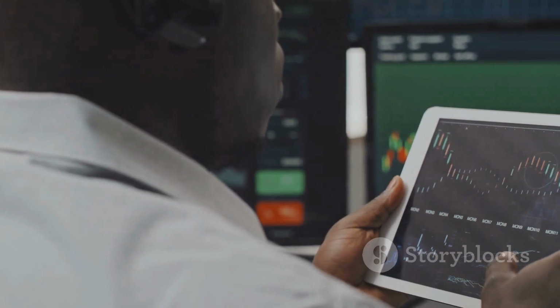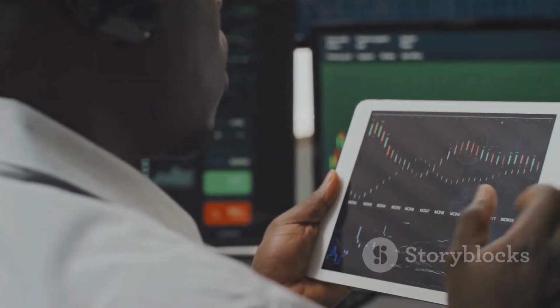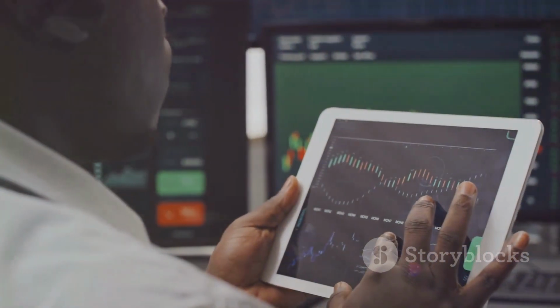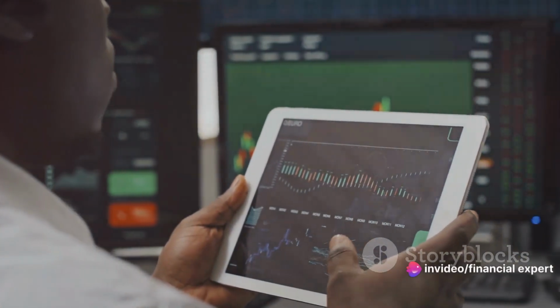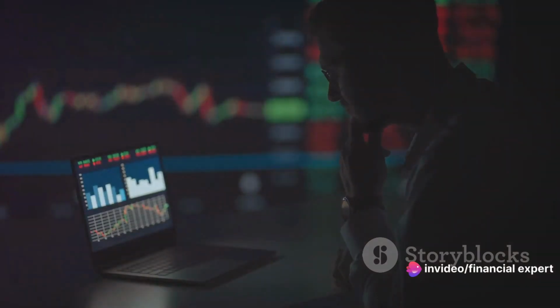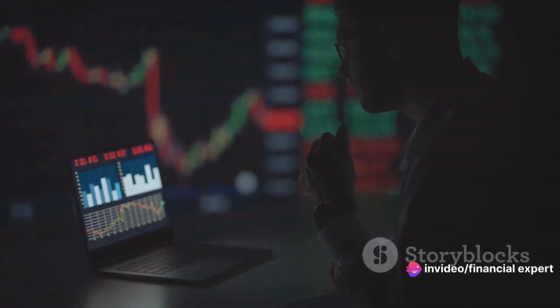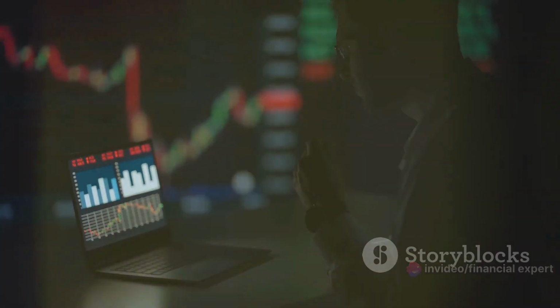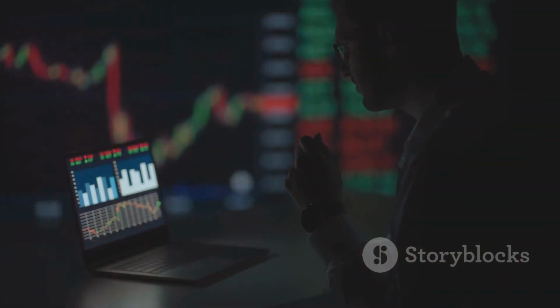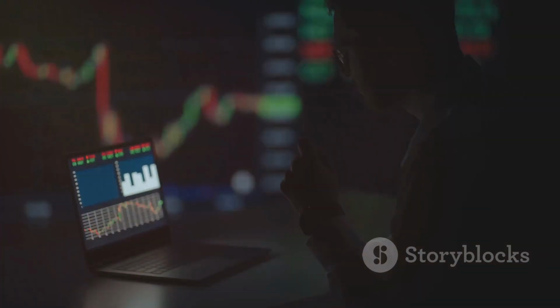But here's a caveat. Volume is just one piece of the puzzle. While it can confirm the strength of a trend, it doesn't always guarantee a particular outcome. Market conditions, news events, and other factors can influence stock prices. So, while volume is a crucial tool in your technical analysis toolkit, it's not a crystal ball.